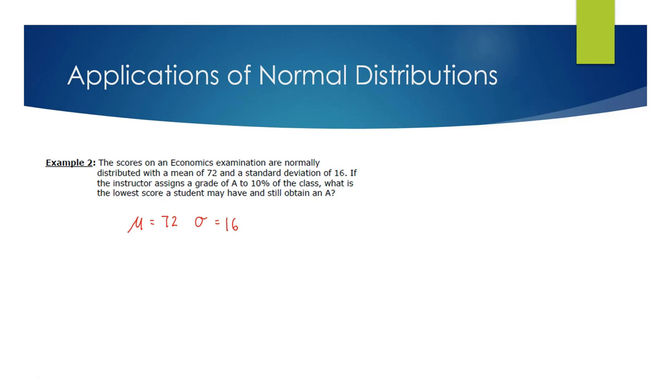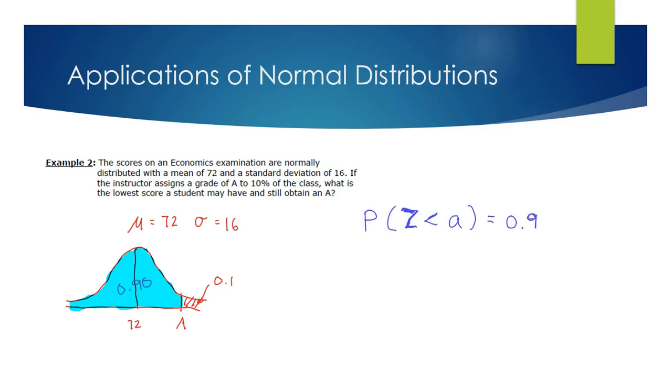I'm going to be looking at a normal distribution, and I want 10% of the scores to be A. So anything in this region to the right of this score here, whatever it is, are going to be my A's. Since the table always deals with areas to the left, that means that 90% I expect to be below this score. So I'm actually looking for the probability that Z is less than some value A, which gives me about 0.9.